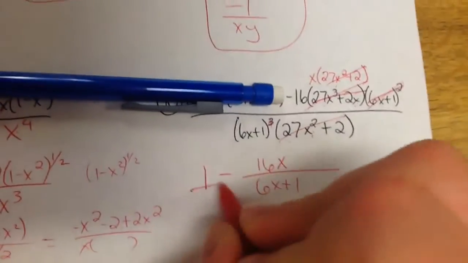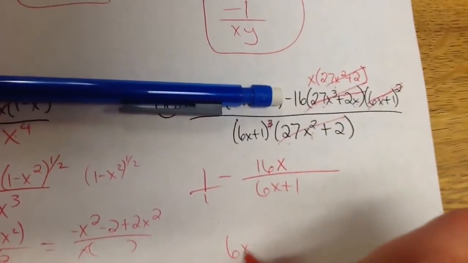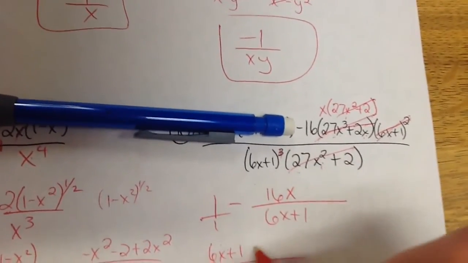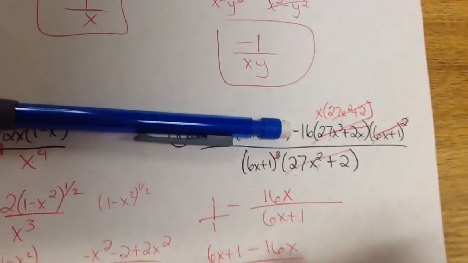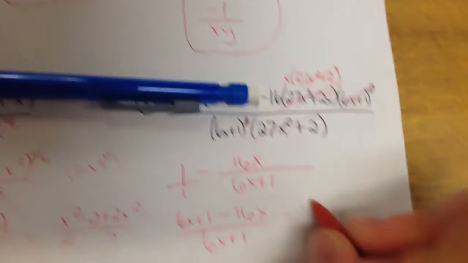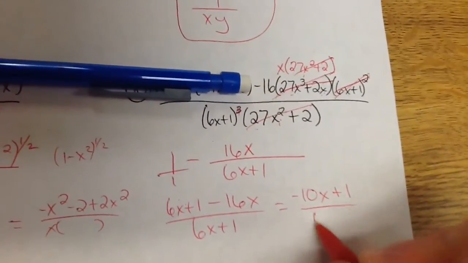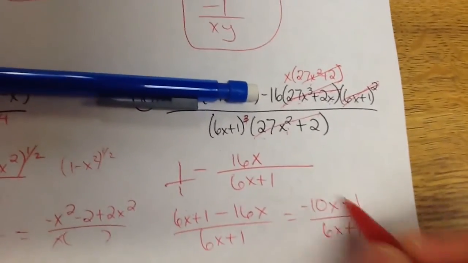Now I just get a common denominator. Well, that's just going to be 6x plus 1. So that one gets multiplied by 6x plus 1 minus, that one already has the common denominator. 6 minus 16 is negative 10x plus 1 over 6x plus 1. Not factorable, nothing cancels.